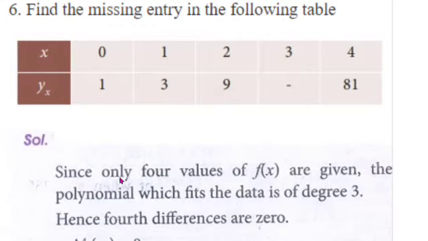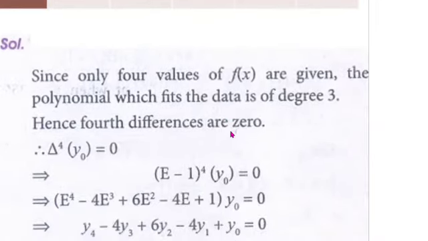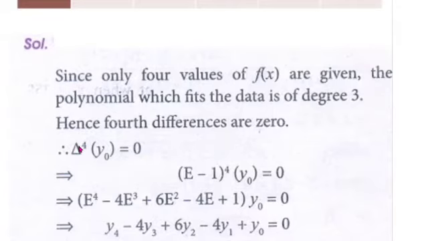Solution. Since only 4 values of f of x are given, the polynomial which fits the data is of degree 3. For a third degree polynomial, the first derivative, second derivative and third derivative exist, but the fourth derivative is 0. Hence the fourth differences are 0. Fourth difference is 0, so del to the power 4 of y naught equals 0.